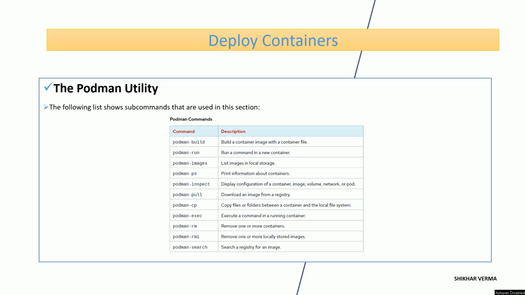The next command is podman-run. It runs a command in a new container. Podman-images will list images in local storage. Podman-ps will print information about containers. Podman-inspect will display the configuration of a container, image, volume, network or pod. In this way, we have many commands mentioned here.